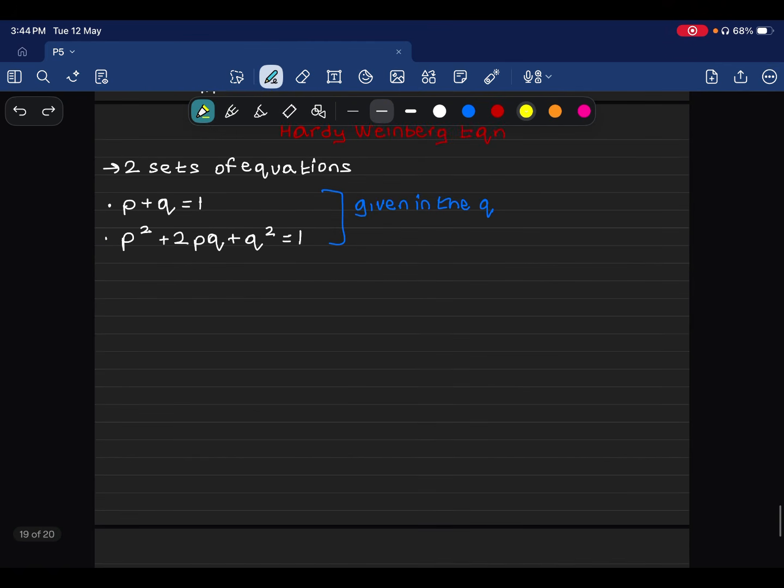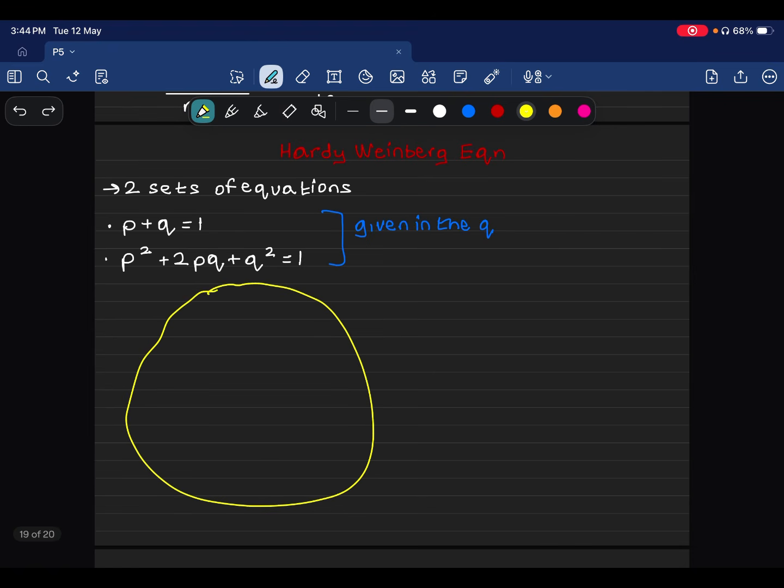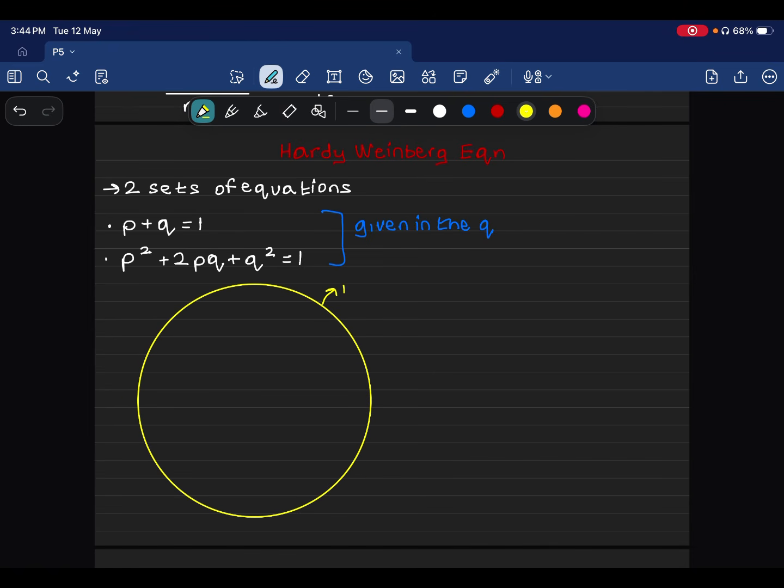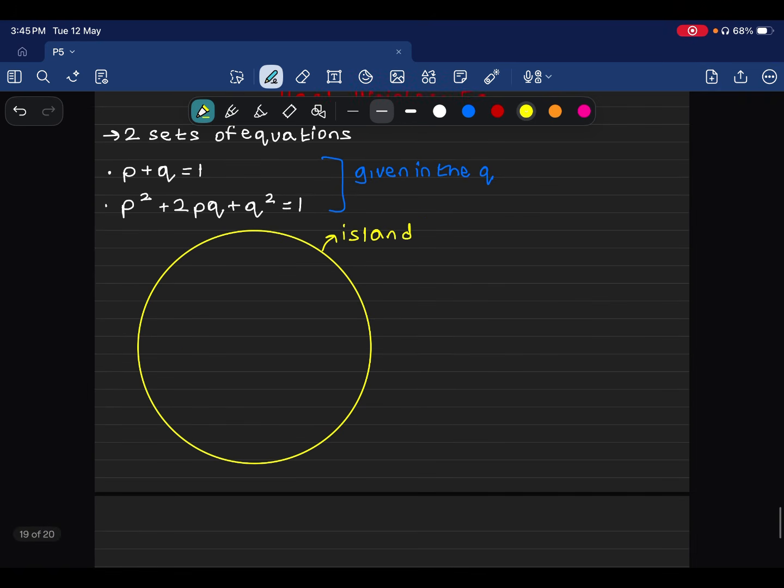So let's take an example. Let's say I have a really big island, and in this island, I have many organisms. Now, if there's one thing common in all of these organisms, it is that there is a gene called gene 1. Now, this gene codes for body shape. This gene has two alleles: the capital B allele and the small b allele.